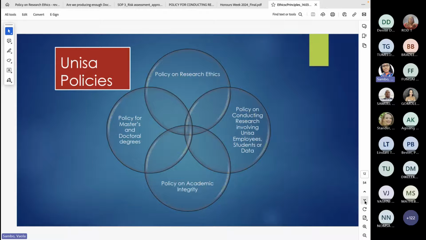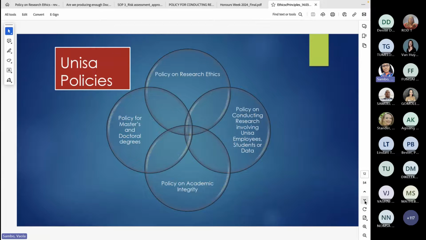Now, as I was mentioning in the previous slide, if one wants to conduct research at UNISA, you firstly apply for ethics clearance. And once all the ethical issues have been dealt with at the college level, you would get a conditional ethics approval. It's conditional because at that point you would not have gatekeeper permission, because UNISA is the gatekeeper. Then you proceed to apply for permission to the research permissions subcommittee of UNISA. If they are happy with what you're proposing, they would proceed to give you permission to conduct your research at UNISA. All of that is governed by the policy on conducting research involving UNISA employees, students, and/or data.